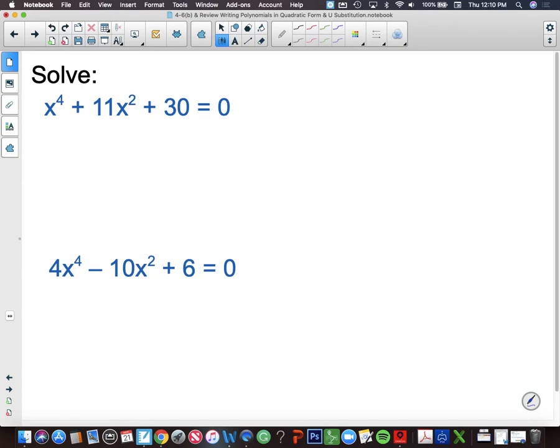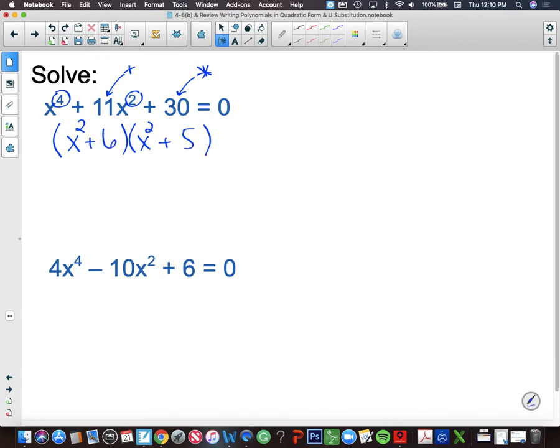Okay, so on the first one here, we know we can set it up with an x squared in there because those are double each other. So we're going to have x squared, x squared. Now we want 2 numbers that multiply to 30 that add to 11. Multiply to 30 and add to 11. So that would be a 6 and a 5.